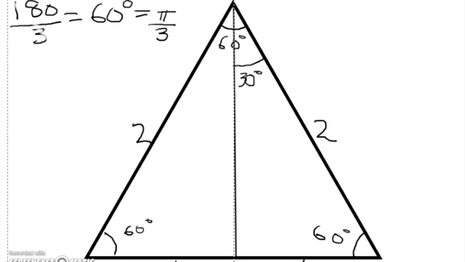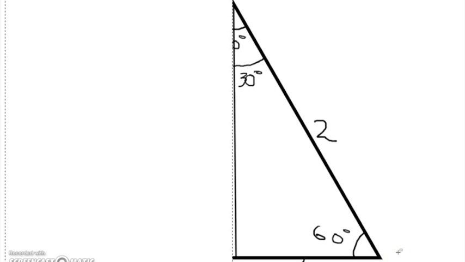Now, let's erase half of this triangle. Examining what we have left, we have a triangle with one angle equal to 60 degrees, one angle equal to 30 degrees, and the remaining angle equal to 90 degrees.